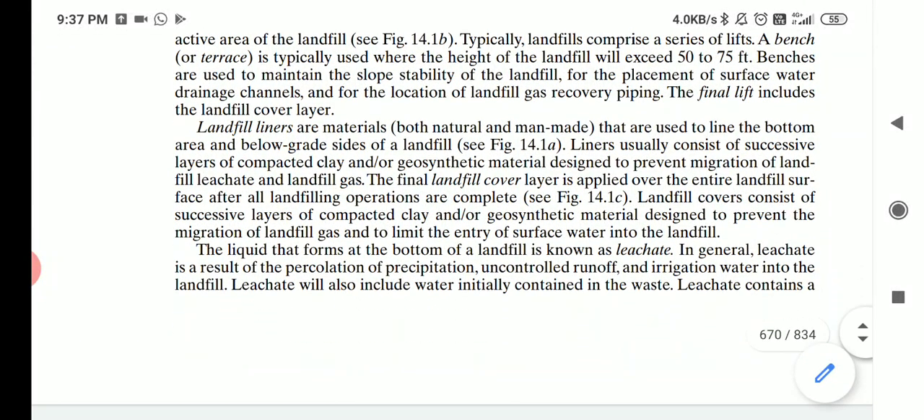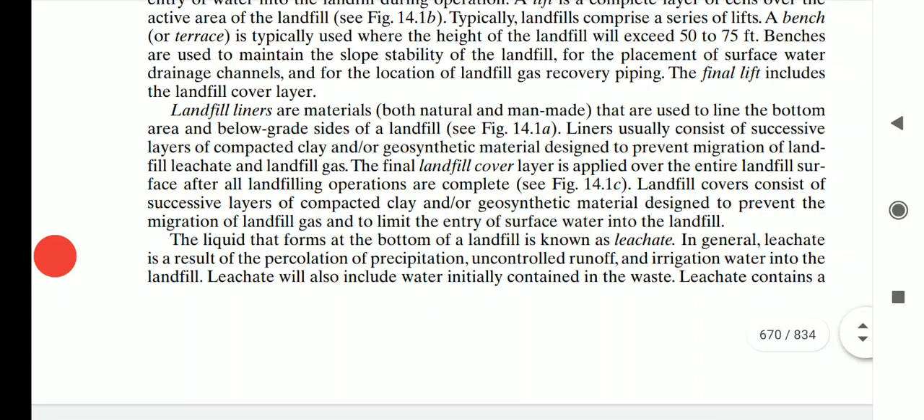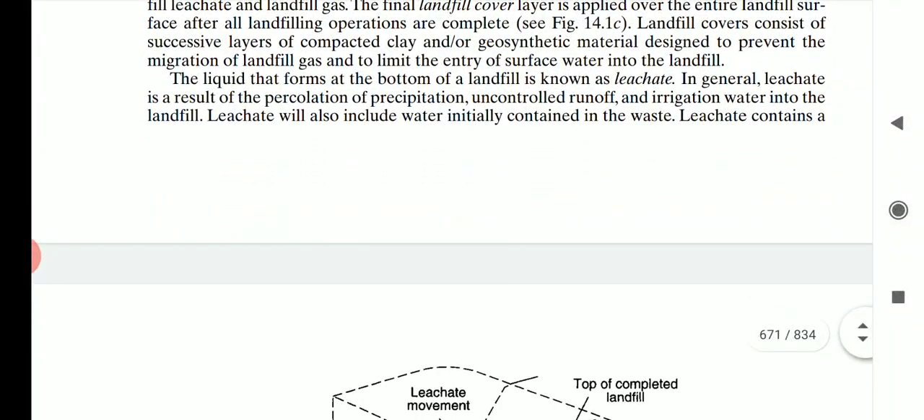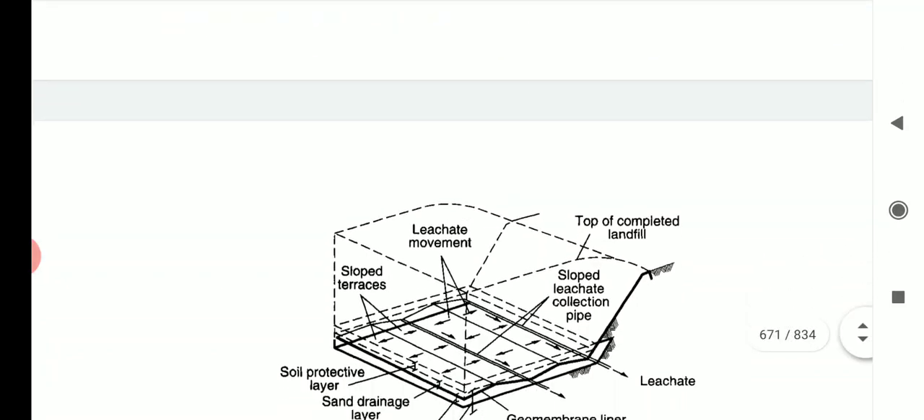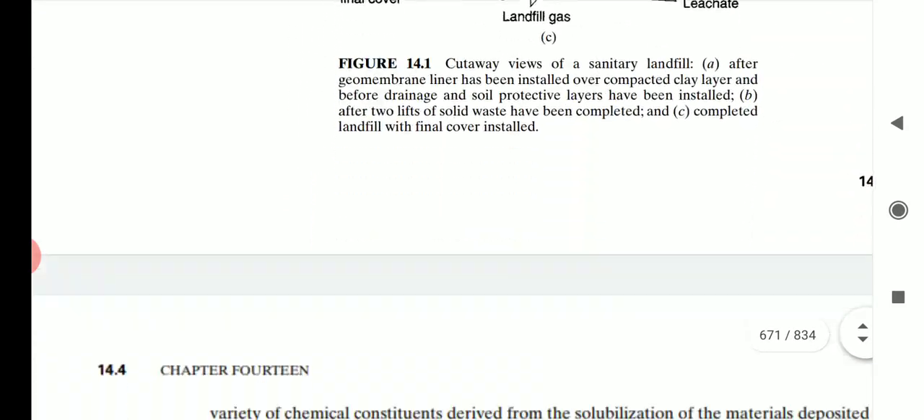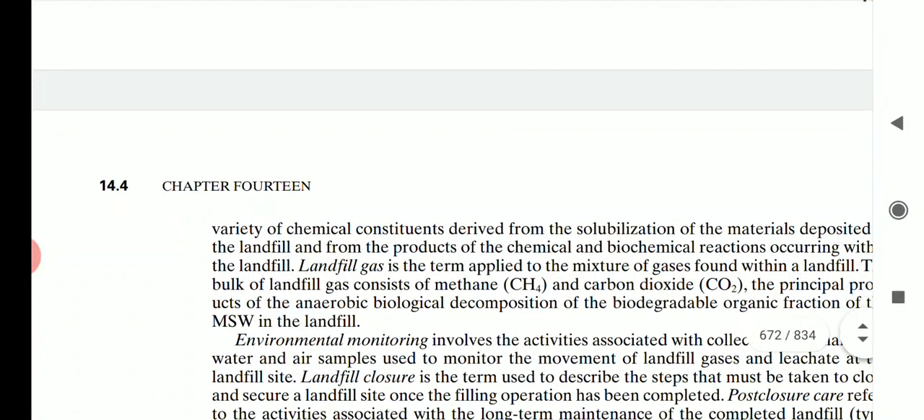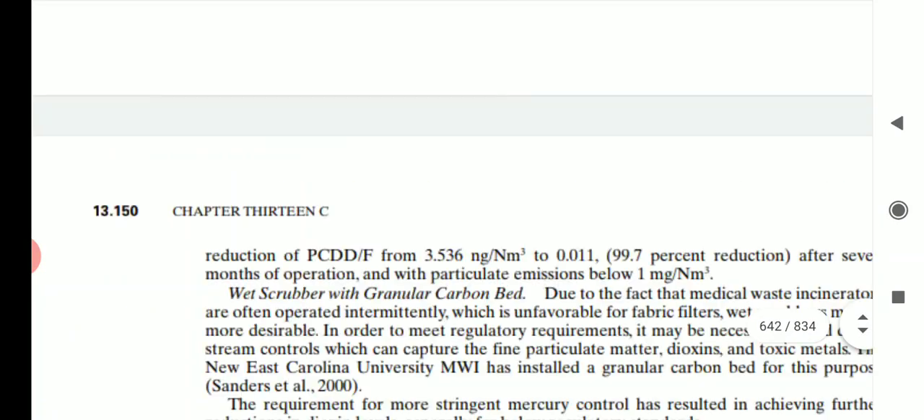Okay, so they have given the leachate meaning also. See here, the liquid that forms at the bottom of a landfill is called leachate. How is it produced? It is produced from the decomposition of organic material. Next, the leachate contains a variety of chemical constituents derived from solubilization and the materials decomposing in the landfill.